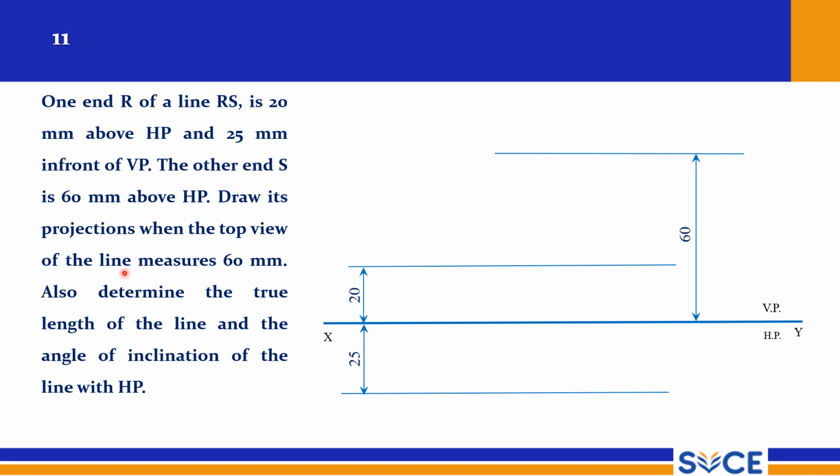As per our orthographic rules, the apparent length should be lesser than the true length. So the true length is obviously greater than 60 mm. There is no doubt. If you are getting anything lesser than 60, it means that your problem is not correct.